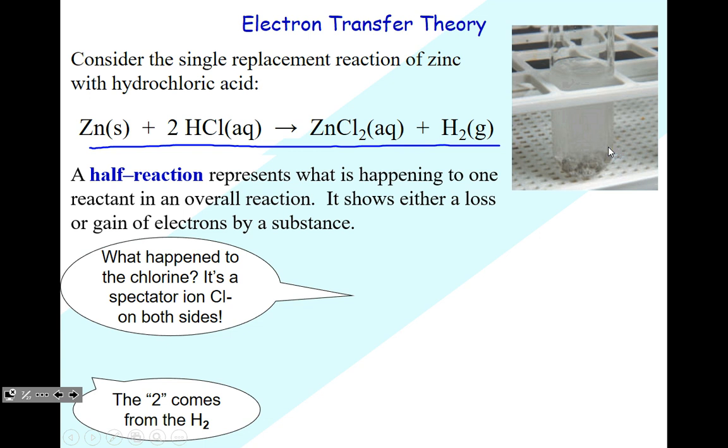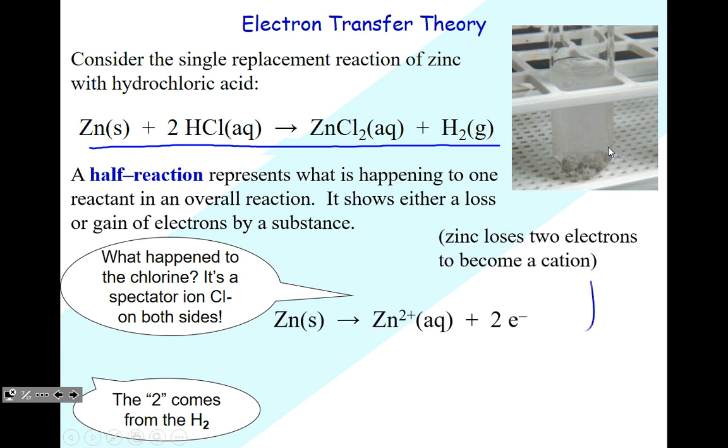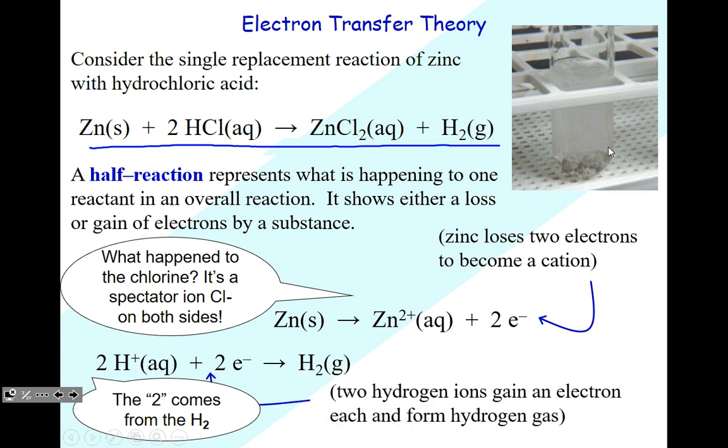So let's take a look at what happens. Zinc loses 2 electrons to have a +2 charge. And in this case, 2 hydrogen ions gain an electron each, for a total of 2 electrons, to form hydrogen gas. You have to gain 2 electrons, 1 for each hydrogen, to make this neutral, because here there's no charge. So it had to become neutral.